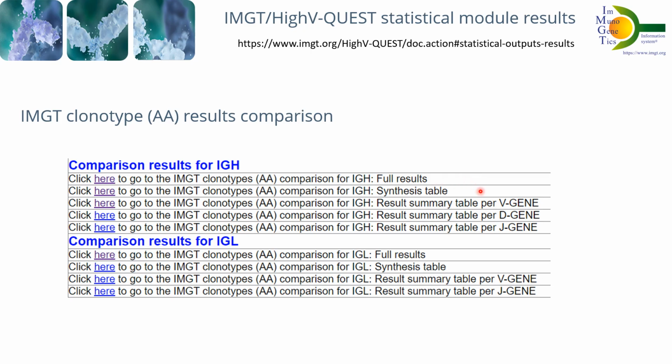The synthesis table provides the numbers of the common clonotypes between 2 or more batches, and then you will find additional files that give the similar results per V, D, and J genes.